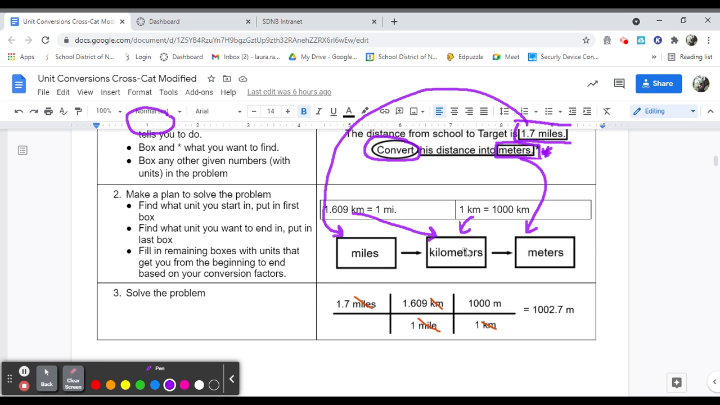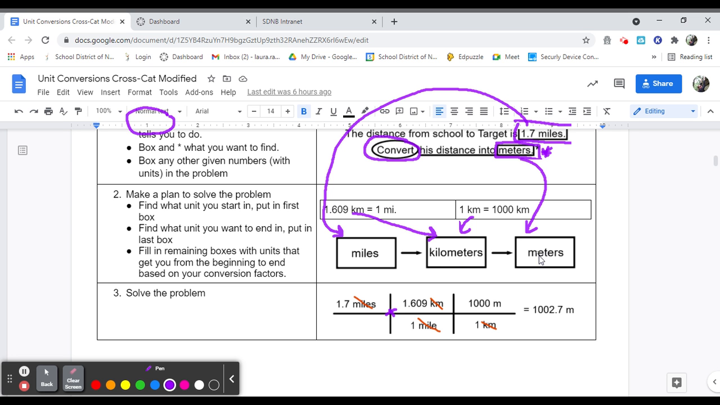So now I'm going to implement my plan. My starting value was 1.7 miles. That's going to go in the first position here. Then my plan says I wanted to go from miles to kilometers. That would use this conversion factor. Notice the 1 mile went on the bottom because that's on a diagonal with where it was in the beginning. That puts the 1.609 kilometers on the top of the fraction bar. Remember, we're multiplying these.